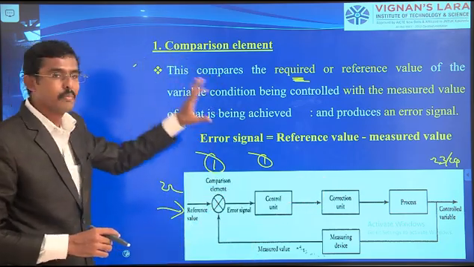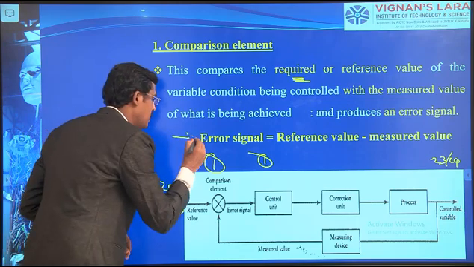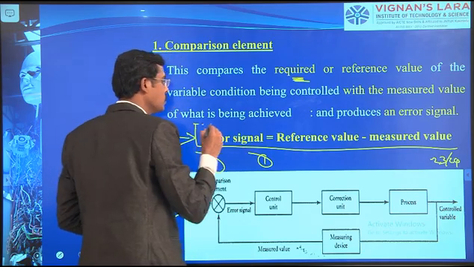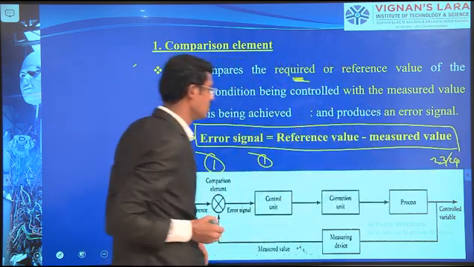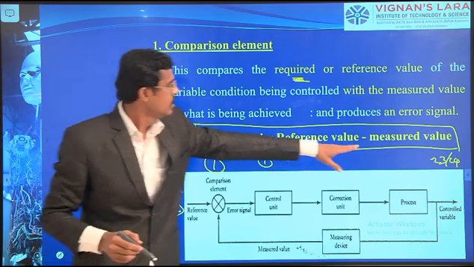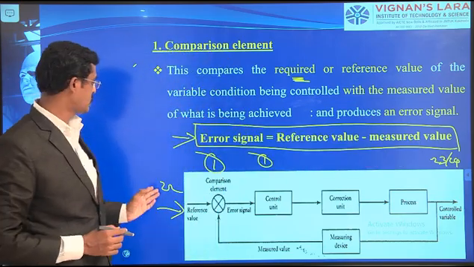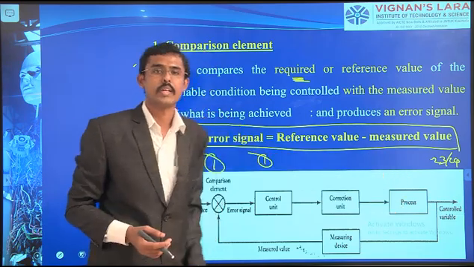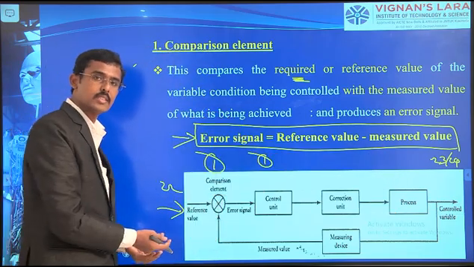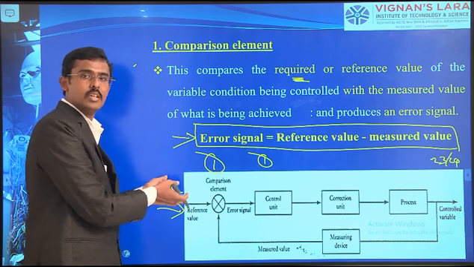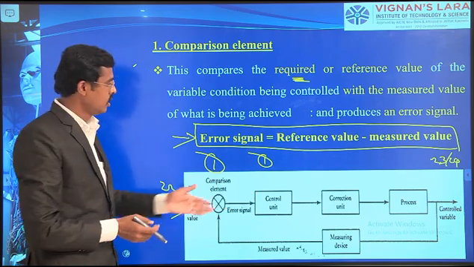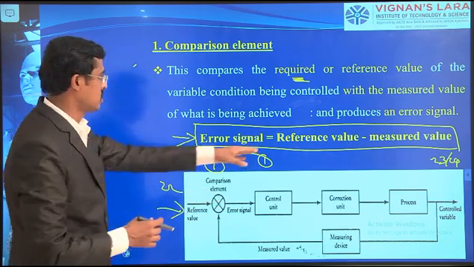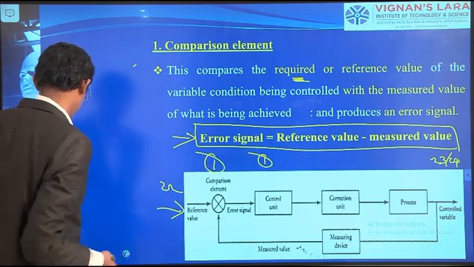So the comparison element compares. We can tell the definition: the error signal, the error value, is equal to the reference value minus the measured value. The reference value is 22. The measured value is 23 or 18 or 20, whatever it is. The comparison element compares the feedback and gives the signal to the controller. Those things you have to modify again.